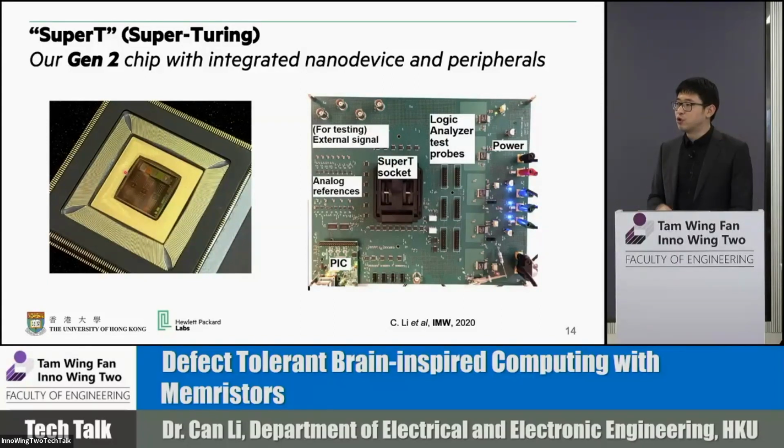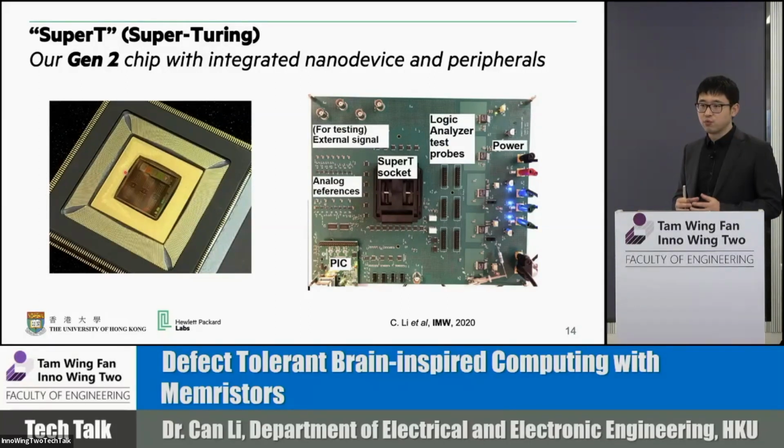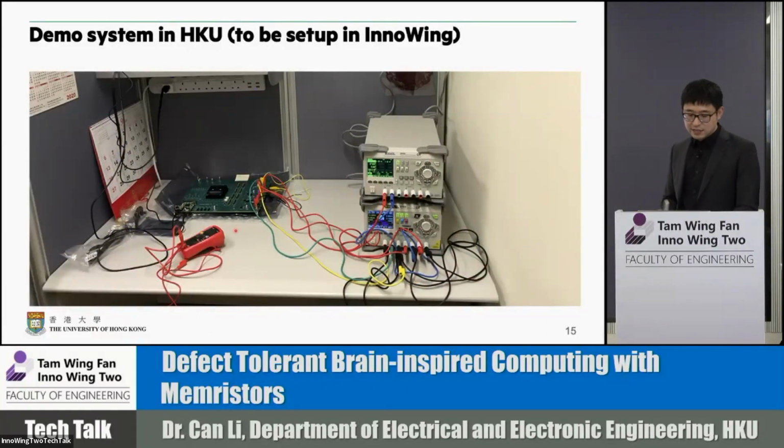After we proved the concept, we learned how the peripheral circuits work, and then we integrated all the peripheral circuits validated on the PCB boards into an integrated circuit, and then fit it into a compact test board. And this is already a size that is smaller than a laptop motherboard. Here is a setup of this brain-inspired computer at HKU, and there's one setup in my office, and we are going to run some demo systems.